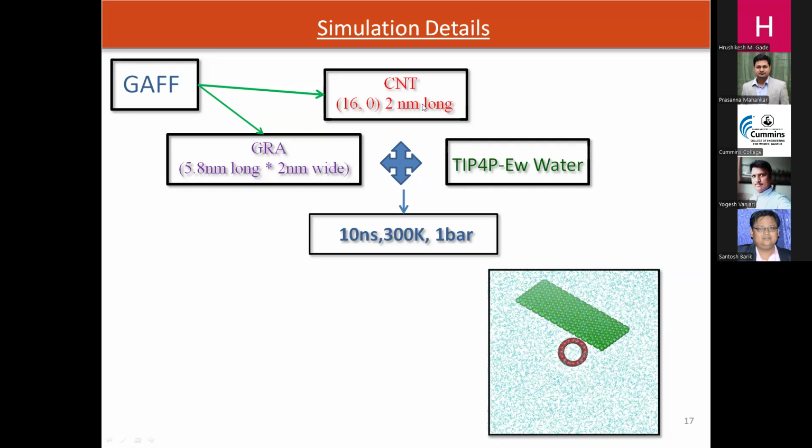We have taken a carbon nanotube and graphene, and solvated them in water. There are certain technical terms, like the water may be of different kinds because it's a model of water. We have chosen this particular model of water. The simulation ran for 10 nanoseconds, at 300 Kelvin, 1 bar. 10 nanoseconds may be a very short time scale, but at the molecular level it is a sufficient time interval. Obviously, the temperature is that of the surroundings, and the pressure is normal atmospheric pressure.